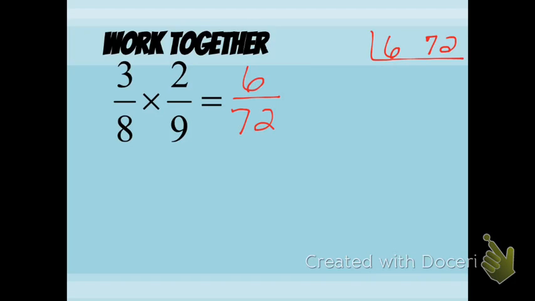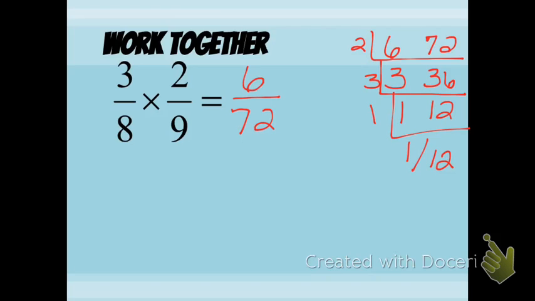2 goes into both of them. So 2 goes into 6 3 times. 2 goes into 72. Anybody know how many times? 36. Very good. 36. 3 goes into both of them. 3 goes into 3 one time. 3 goes into 36 12 times. Okay? So our reduced fraction is 1/12.